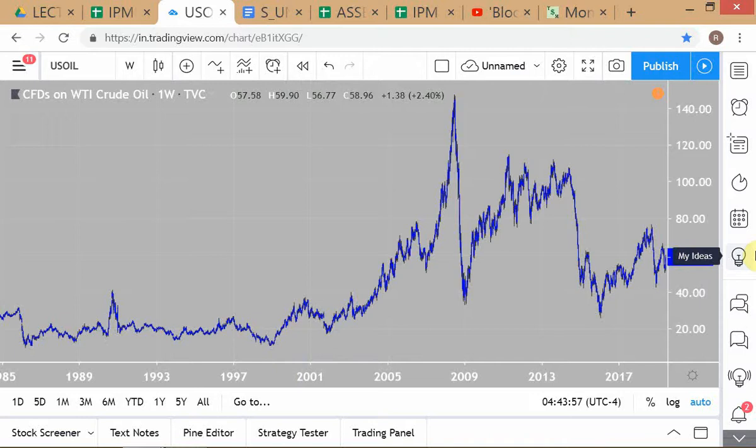Are you able to see this? Suddenly things change. Can you see how dramatically things have changed? And this is a very, very important commodity. There are two major grades of oil. One is West Texas Intermediate, which is the North American grade, which is again very important because the US is the most important economy.